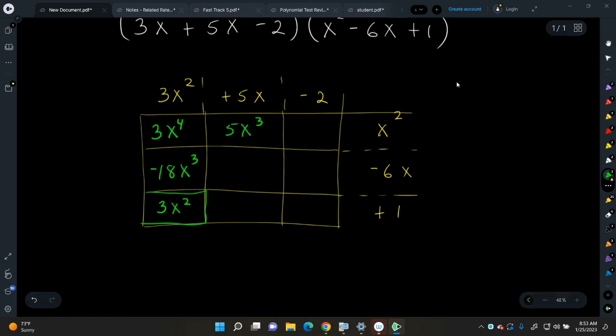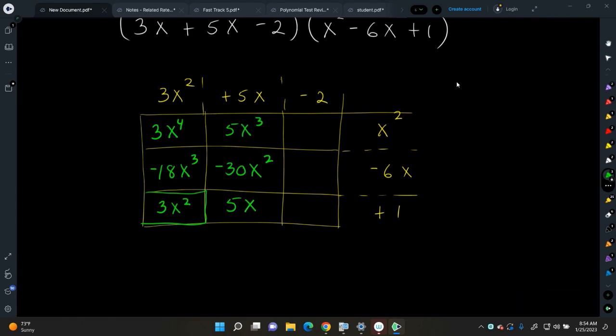Ethan, what do we do in this square? Line up your column and your row. Negative 30x squared. Good. Annabella, what do we do in this one? 5x times 1.